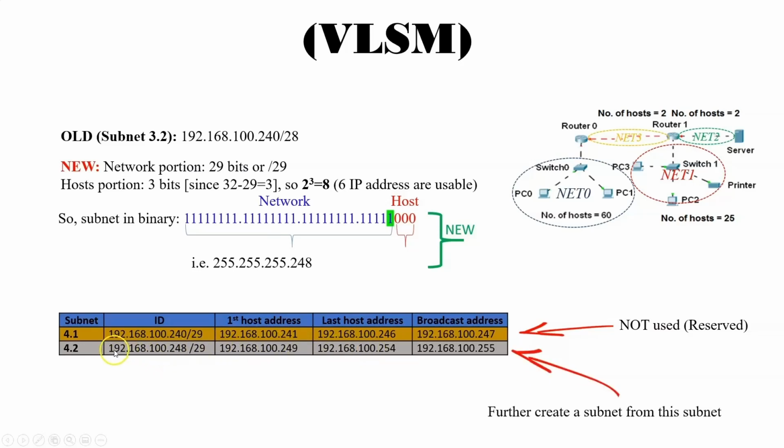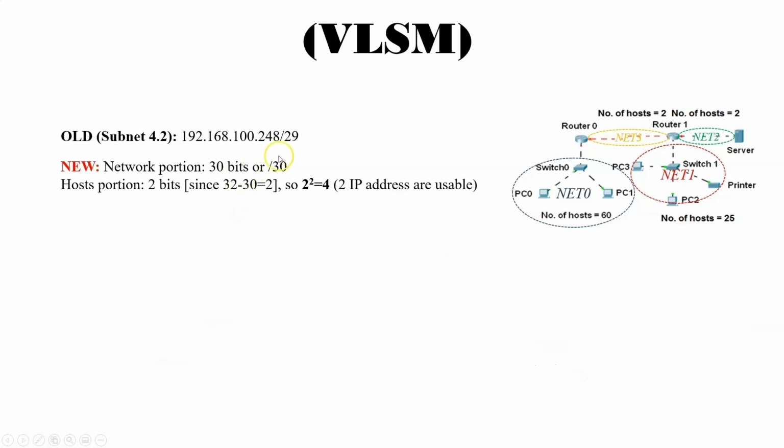So which one do we subnet? 192.168.100.248/29. So 248/29. Let's further subnet this. So network portion, let's borrow 1 bit, that makes it 30. So 32 is the total number of bits, and 32 minus 30, that gives it 2. So 2 to the power 2 is 4. So I have 4 possible IP addresses.